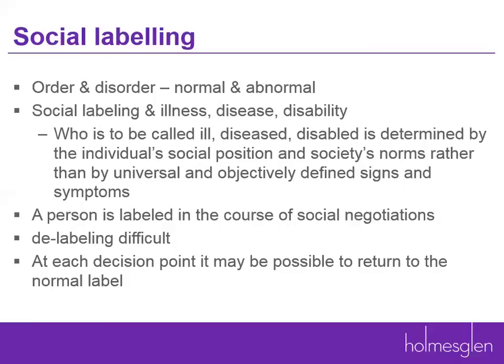Once you have a label, it's quite difficult to lose it. If you have a label as an addict, or a diabetic, or somebody with a disability, then it can be really hard not only for society to think differently about you, but for you to think differently about yourself. And there are all sorts of implications of that for healthcare.